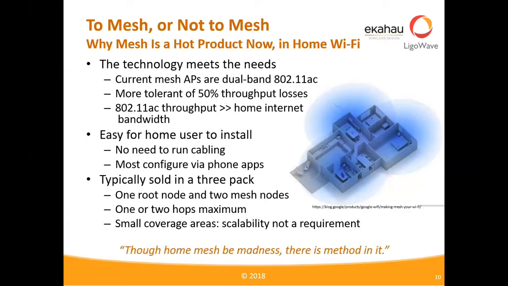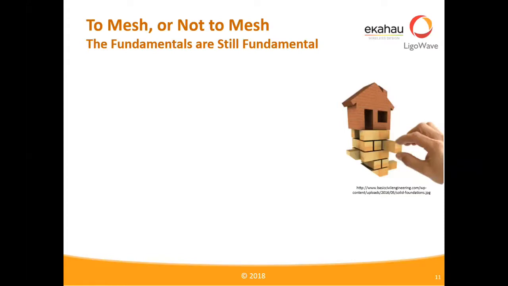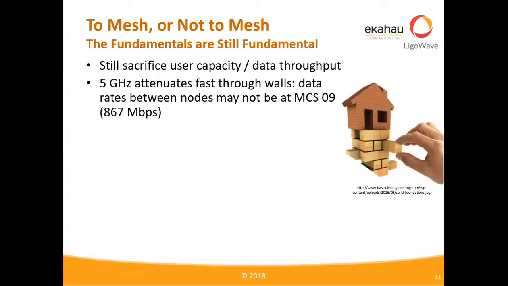So though home mesh be madness, there is method in it. That said, the fundamentals are always fundamental. So when you do mesh, you are still sacrificing user capacity and data throughput. Your 5 gigahertz, of course, is going to attenuate faster through things like walls and people and furniture and so forth. So you may not always be able to get those MCS 9 rates. So you need to be very careful about how closely you place them.